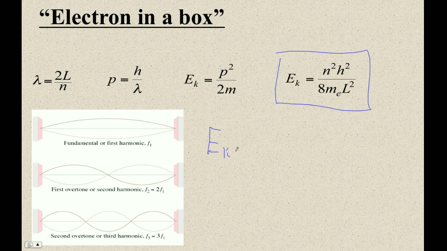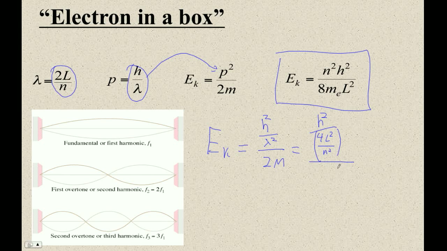Okay, and it's not hard. Ek is momentum squared over 2m. So momentum is this, right? So I'm going to go Planck's constant squared divided by the wavelength squared, right? Divided by 2m. So I just substituted this in for the momentum, right? Okay, and then the wavelength, now we just have to substitute this in for the wavelength, right? So that equals h squared divided by, well, 4L squared divided by N squared, right, divided by 2m.